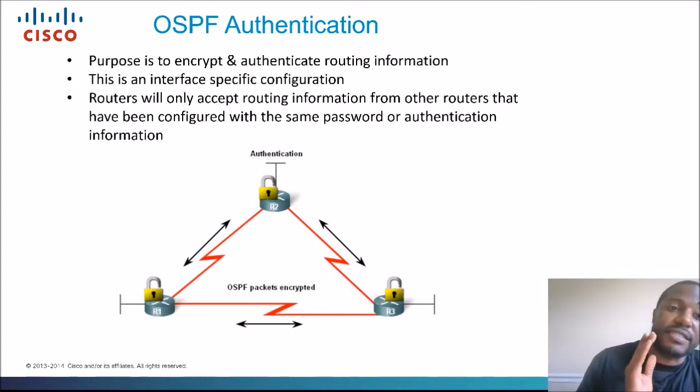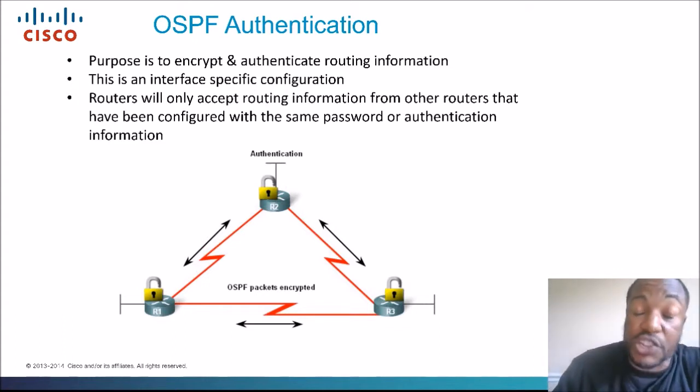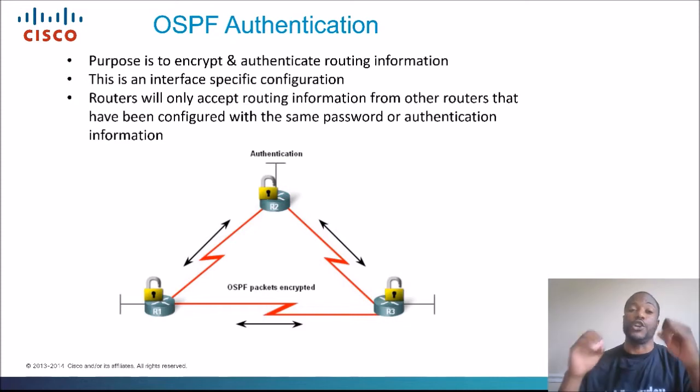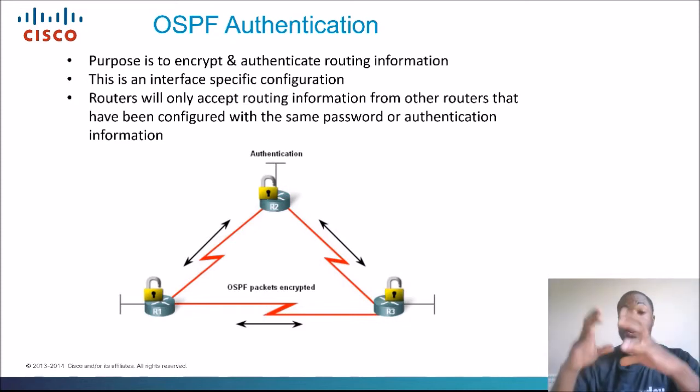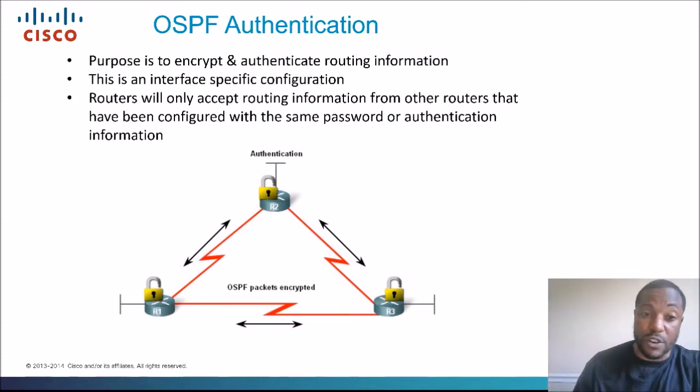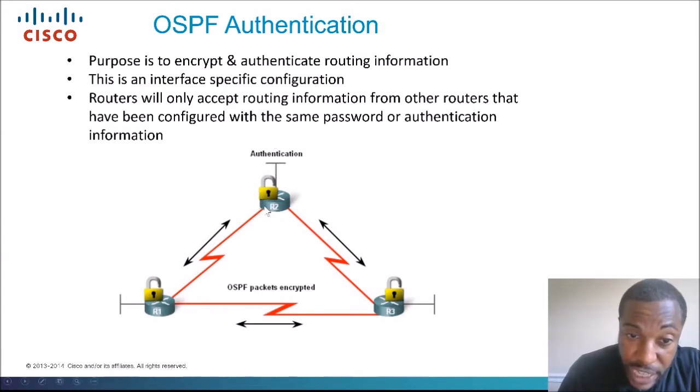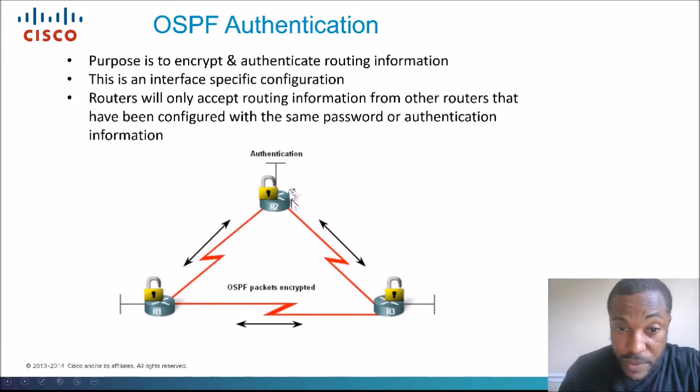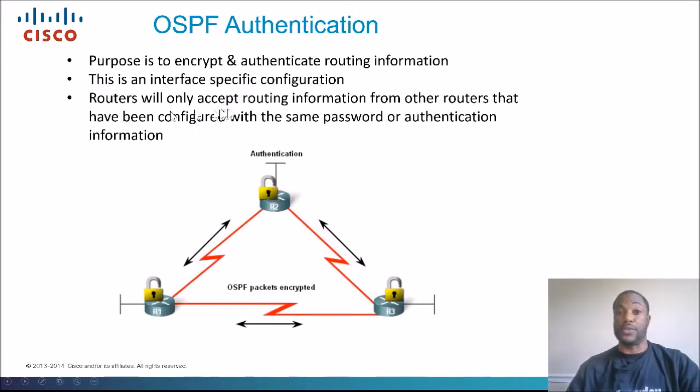This is an interface specific configuration. So when you're setting up authentication, you're doing it on the interface, not just on a router as a whole. You do it on specific interfaces. For example, this is router 2 right here. You're setting up authentication here. And if necessary, this is a local area network, you can set up authentication there as well. Routers will only accept routing information from other routers that have been configured with the same password or authentication information.